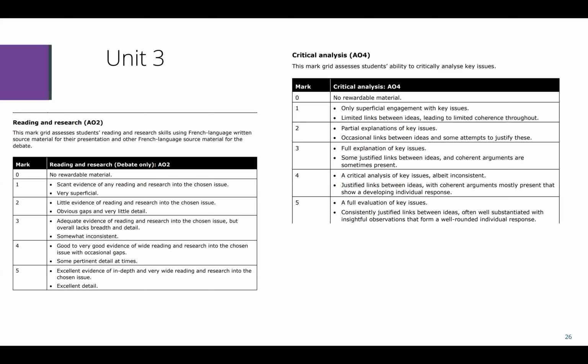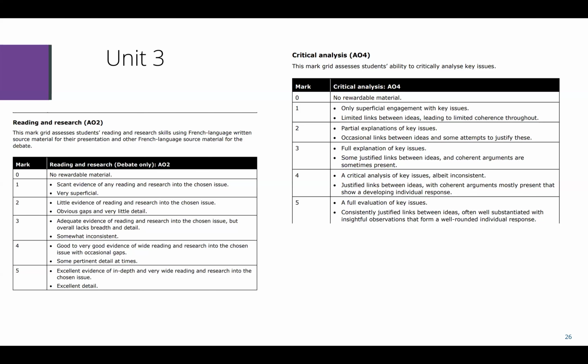You can see that it says also that later on, during the debate, they can refer to films and television programs and that sort of thing. So we're looking here specifically at how they are evidencing that they have done this reading and research.